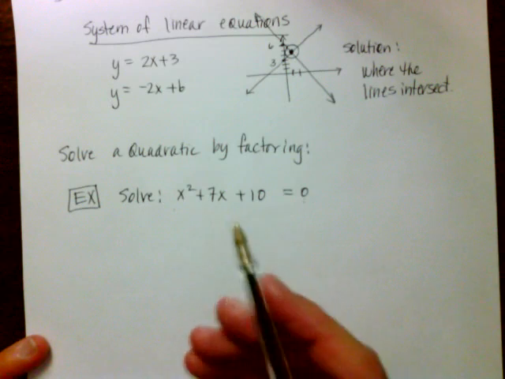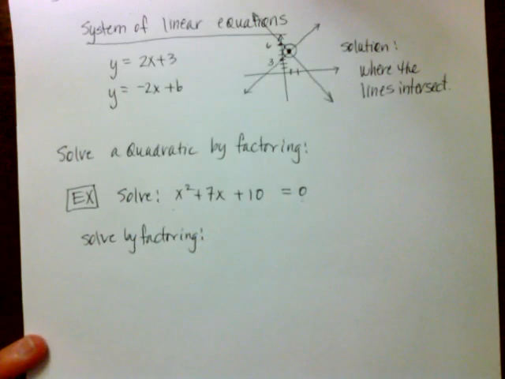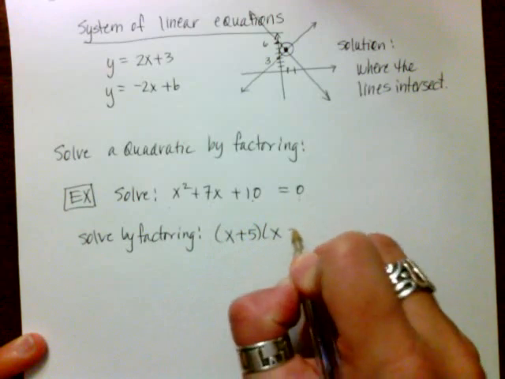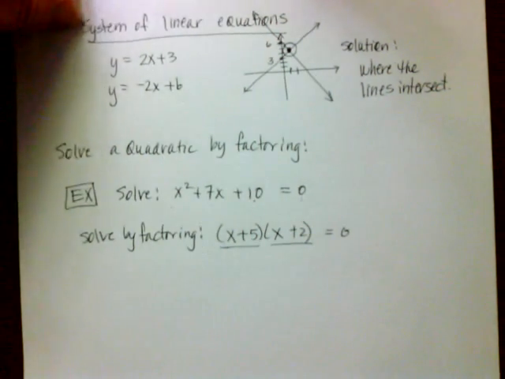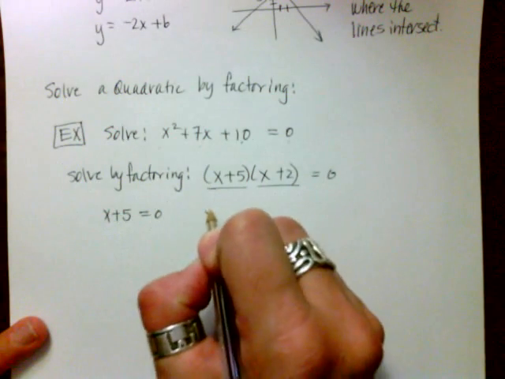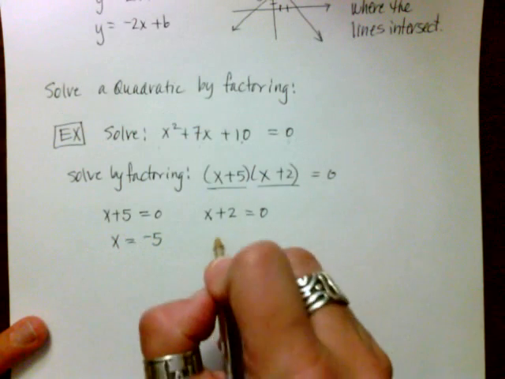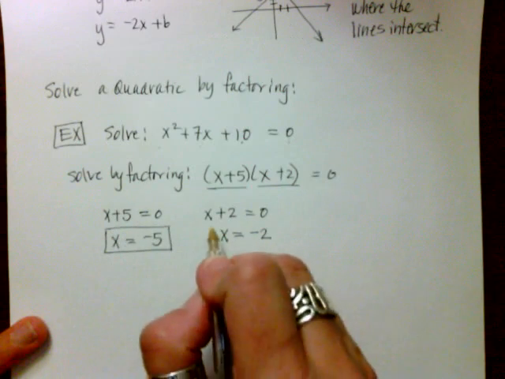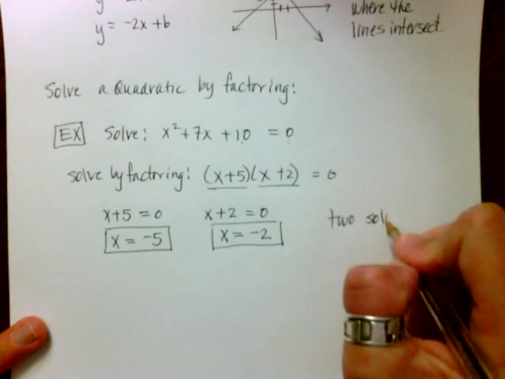So to solve this, I'm actually going to factor it. I'm going to solve by factoring. That means I need to factor it, which is why we've spent so much time factoring. The factors of 10 that give me 7 are going to be x plus 5 and x plus 2. Each of these factors represents a baby equation that I can use to solve. So I would solve x plus 5 is equal to 0, and x plus 2 is equal to 0. When I solve these, I get x is negative 5, and x is negative 2. So here is the first solution, here is the second solution. When I solve a quadratic, you should always have two solutions.